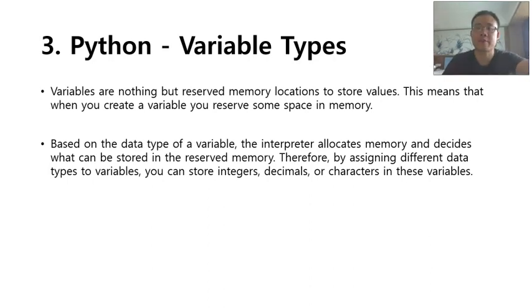Okay, after the break, let's continue with a very simple explanation of the variable types of Python. So variables are nothing but reserved memory locations of stored values. So in the computer's memory, you have a reserved location to store the values. So this is in the memory, not in the hard disk, okay? So memory is a temporary store of the values, while in the hard disk, you have the permanent inventory of the values or the files.